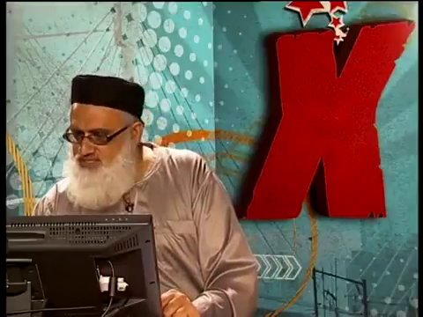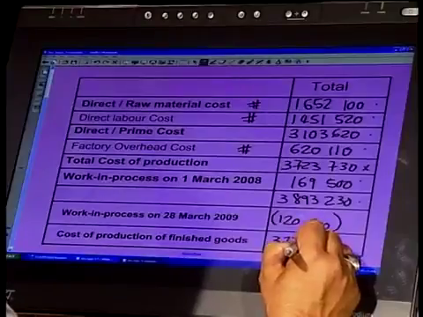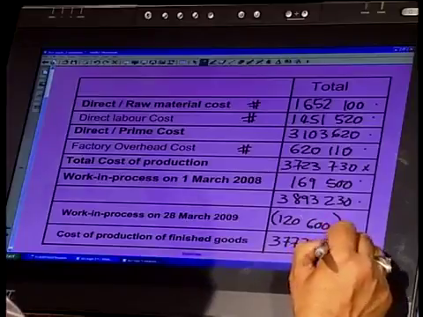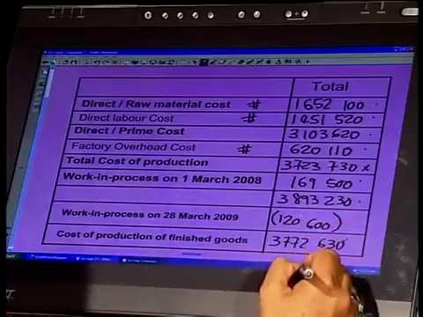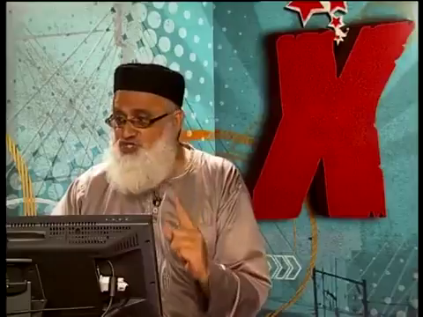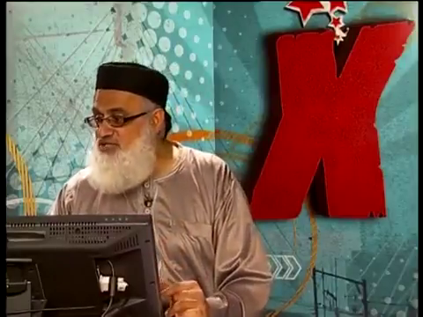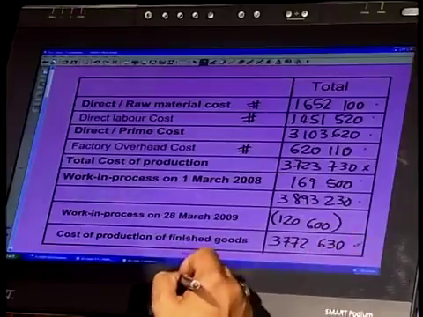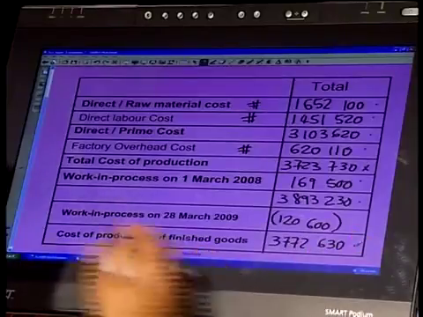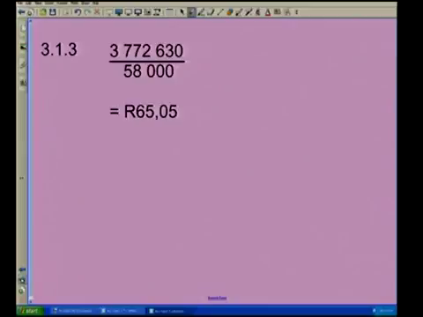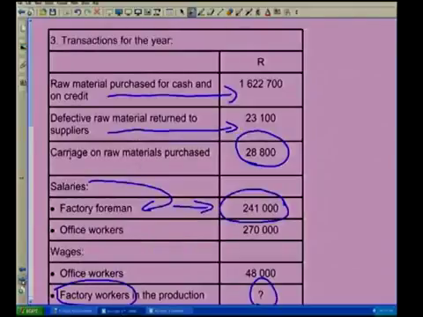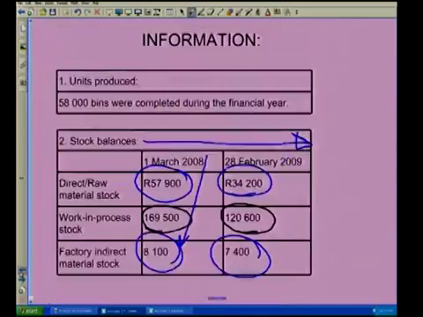120,600. Subtract that figure to give me my cost of production of finished goods, 3,772,630. That was my total cost of production of finished goods, 3,772,630. Got that? Brilliant. Next question.